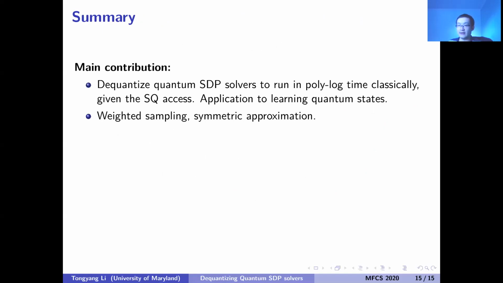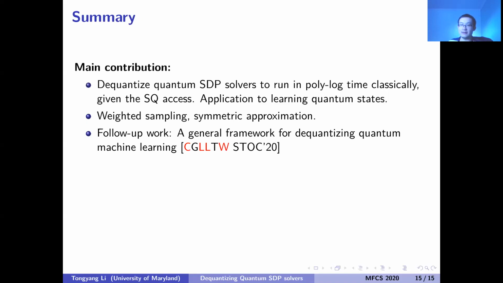that can not only solve our SDP problem, but later on also motivated some interesting work. The authors of this MFCS paper, together with two other people, Andrew Shagibian and Evan Tang, gave a very general framework for dequantizing quantum machine learning papers. So the papers that I listed at the very beginning of my talk can basically be dequantized. And this paper has been accepted by STOC this year.